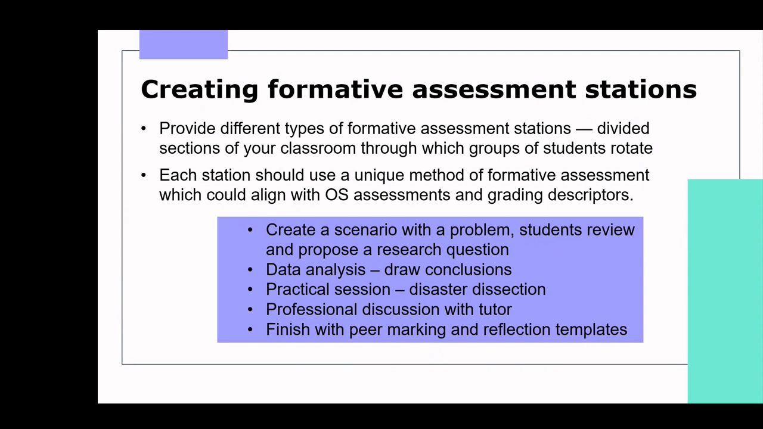And professional discussion with a tutor. So you can see in those 4 stations, we already have completely different types of assessment. From verbal, we also have practical, skills, and written, kind of mixing it all up. And then finally, you can get all the students together to finish with some peer marking and reflection templates to really solidify that learning and move steps forward.